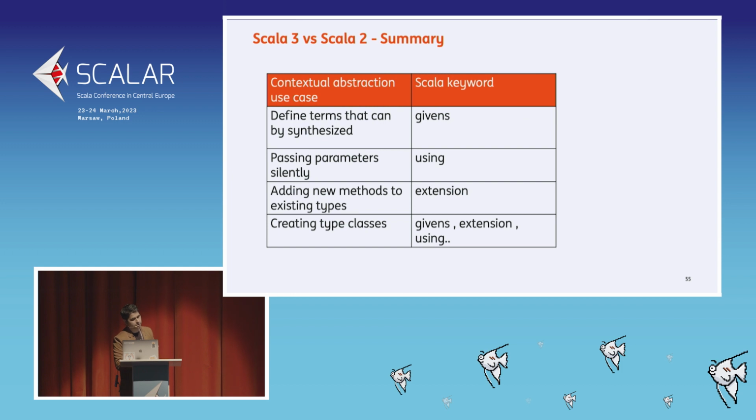So in Scala 3, the goal is, you have a use case, and you have a separate keyword or a separate syntax for it. If the use case is to synthesize new terms, then you use the keyword given. If the use case is to pass parameters silently or pass parameters that are never changing, then you use the keyword using. If you want to add new methods to types, you use the keyword extension. And of course, if you want to create new type classes, then it's a combination of these keywords.